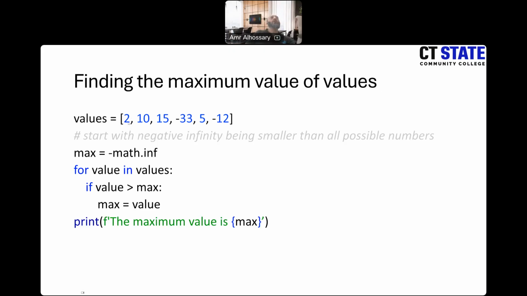The first iteration, 2 is definitely greater than minus infinity. Second iteration, 10 is greater than 2. So we keep max as 10, maximum so far. 15 is greater than 10. So the maximum so far is 15. 33 is a big number, but actually, unfortunately, it's a negative number. So it's actually a small value. So the maximum is 15. 5 is the next value.